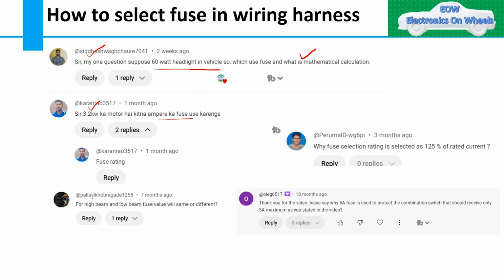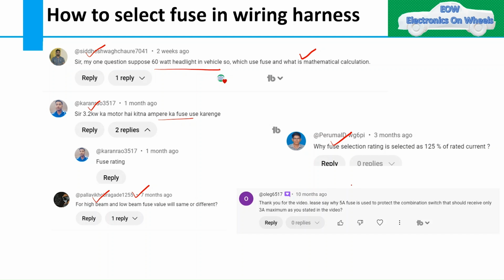What is the difference between the high beam and low beam fuse ratings or fuse values, whether they are the same or something different? We will take this as well. Then one interesting question: why is the fuse selection rating 125% of the rated current? Why not something different?